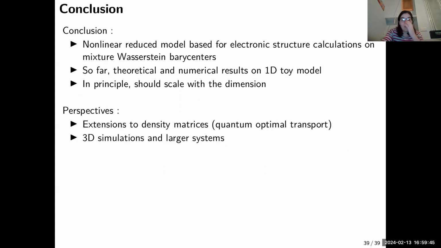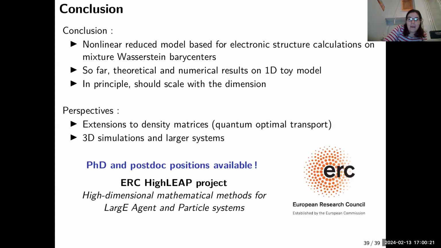So as a conclusion, I presented some nonlinear reduced order modeling technique for electronic structure applications based on the use of modified Wasserstein barycenters, that are mixture Wasserstein barycenters, which have better approximation properties than the exact Wasserstein barycenters. So far, we have only carried out the mathematical analysis and numerical tests on one-dimensional toy models. But in principle, the method should scale with the dimension, and we are currently carrying out this technology on actual molecules.